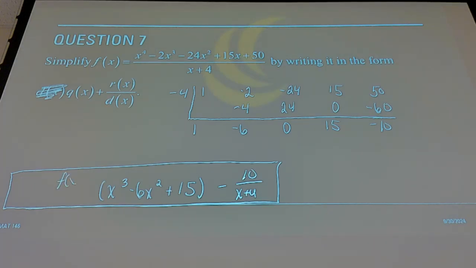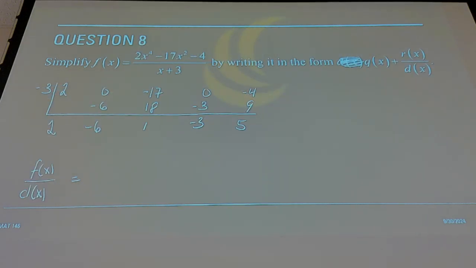This would be f over d, just to keep everything consistent. What is our quotient? 2x to the 4 plus x minus 3. And the remainder over the divisor: minus x plus 3.